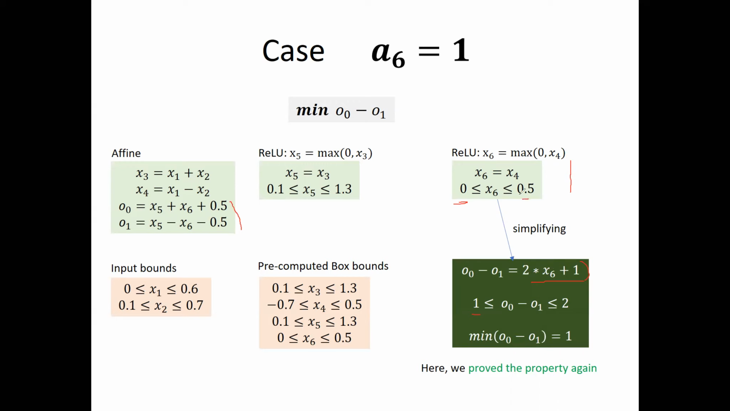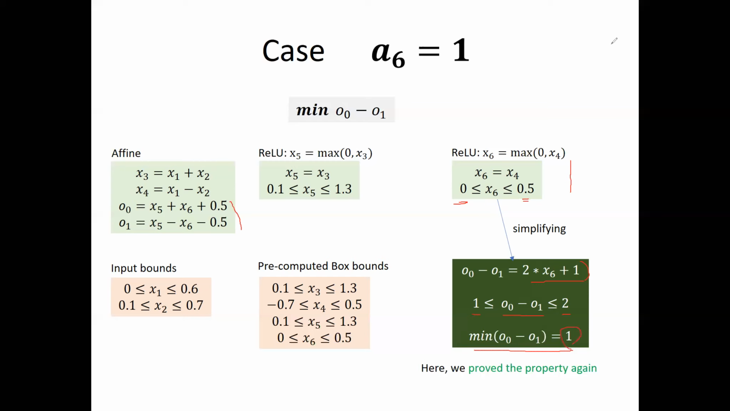Because the upper bound of x6 is 0.5, you're going to end up with 2 times 0.5, which is 1, plus 1 is going to be 2. So provably, O0 minus O1 is going to be greater than or equal to 1, okay? So the minimum of the difference is provably 1.